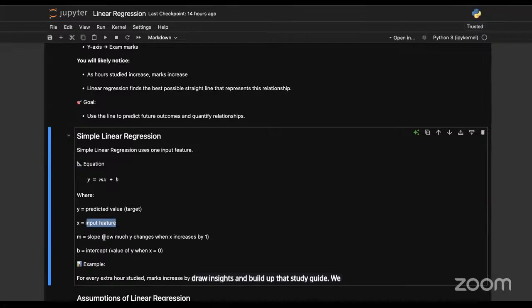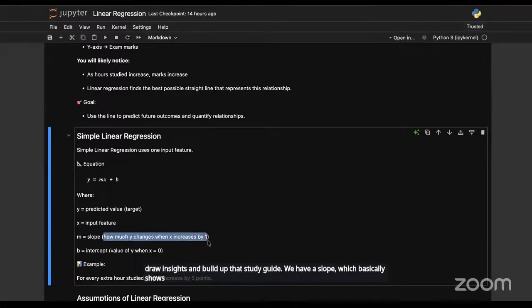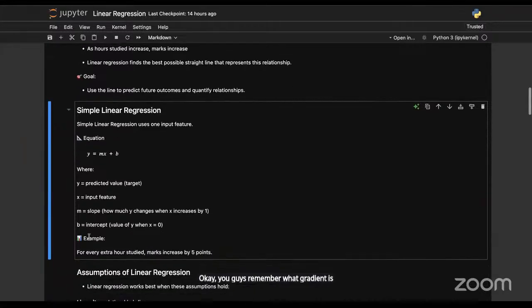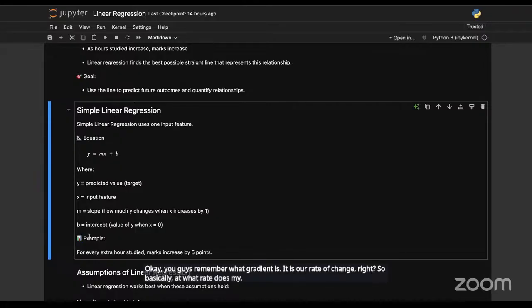We have a slope, which shows us how much y changes when x increases by 1, not taking into account the intercept. For example, if m is equal to 1.5, then if I increase x, my hours, by 1, my score will increase by 1.5%. You remember what gradient is? It is our rate of change. So at what rate does my target variable change based on my input variable?